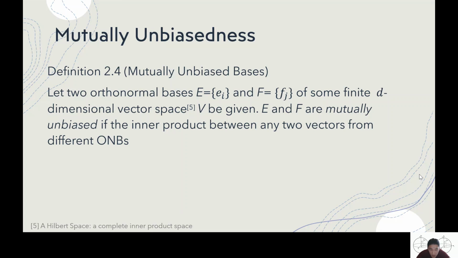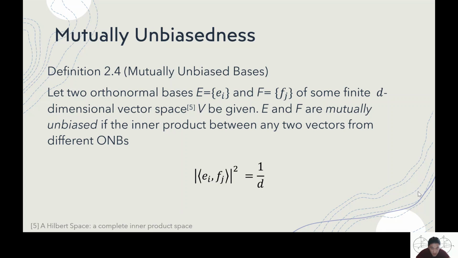of the inner product between any two vectors from different orthonormal bases is actually just 1 over the square root of the dimension d. So fun note, we'll actually be wanting to talk about a Hilbert space here, which is just an inner product space that's complete, and that just pretty much means that you can do all the nice computations that we want to.